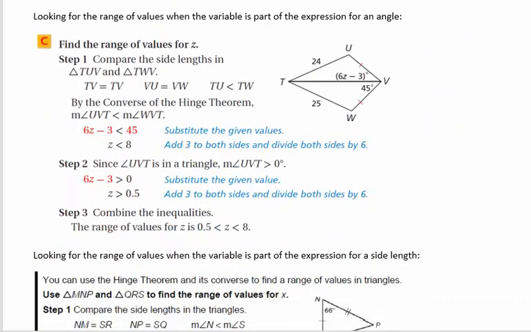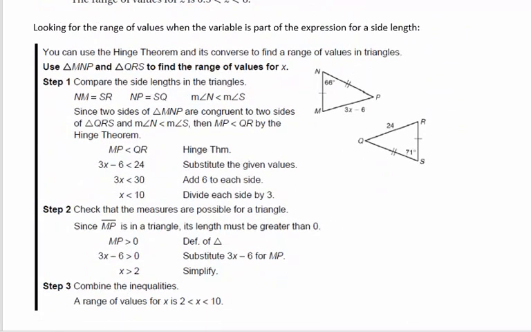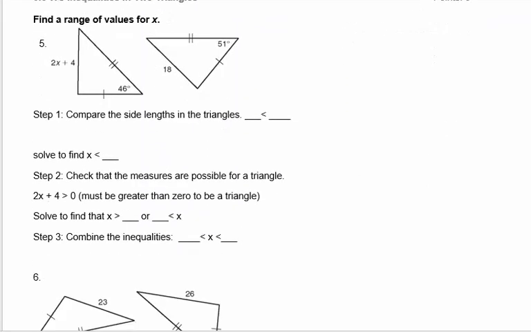All right, next we're going to find a range of values for a missing angle or side measurement. We're going to use the Hinge theorem to do this. There are a few steps, though. So let's look at this with a problem. Number 5, find a range of values for x. Step 1 says compare the side lengths in the triangles.